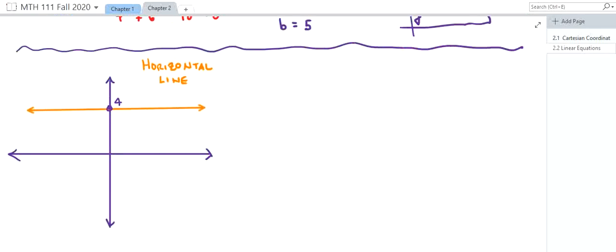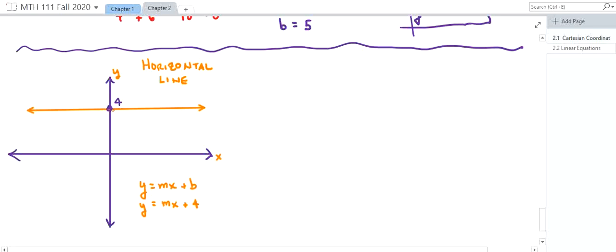Okay, so now let's think. Suppose we have a horizontal line in our Cartesian coordinates, and it goes through the y value of 4. How do we write the equation for that? Well, again, we could use our slope-intercept form. And here, it's pretty easy, the intercept. Go through the point 4 for the intercept. So what's our slope?